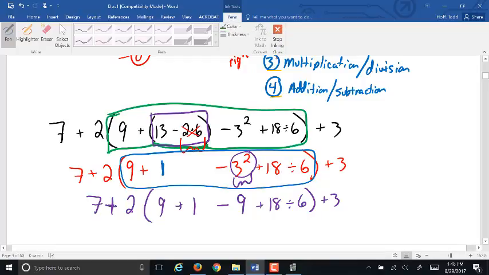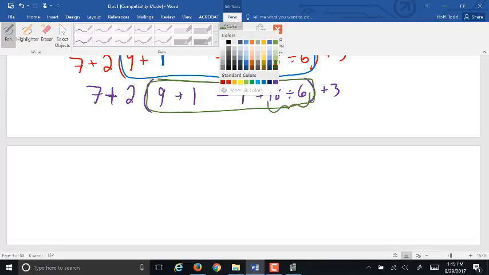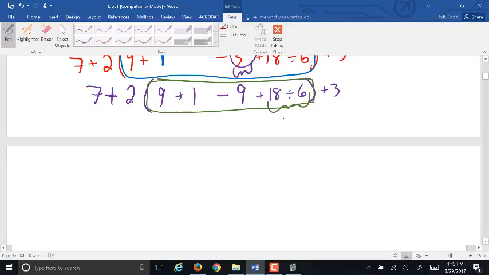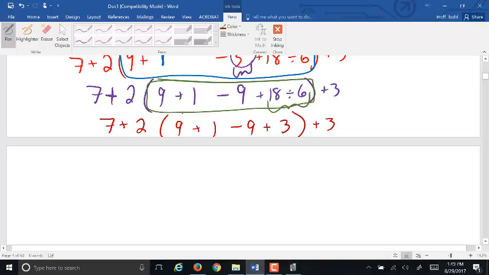So now we're still working inside that set of parentheses. Any other exponents? No. Multiplication or division? Yes, there is. We have that 18 divided by 6, which is 3. So I take that out and replace it, rewriting the rest of the problem. Any other multiplication and division inside that parentheses? No. All that's left then is addition and subtraction.